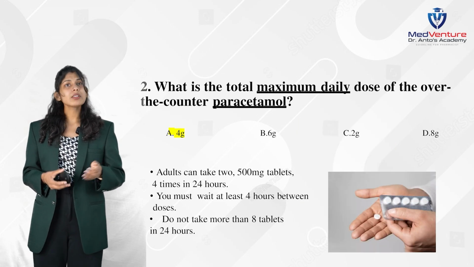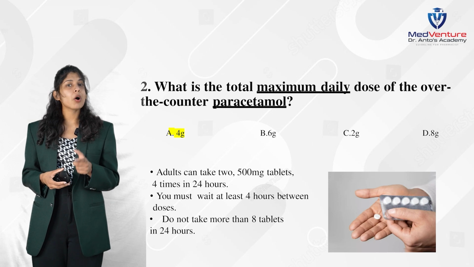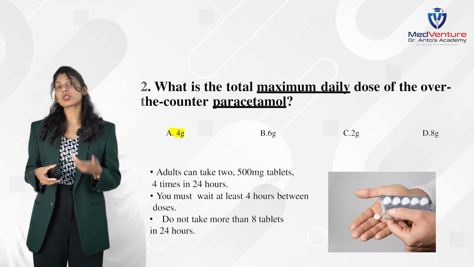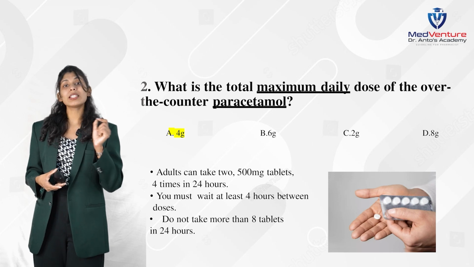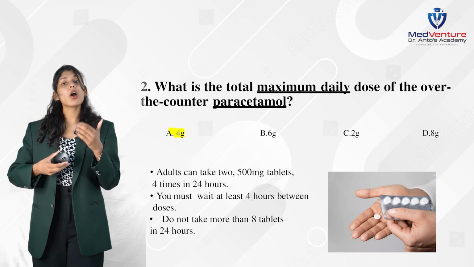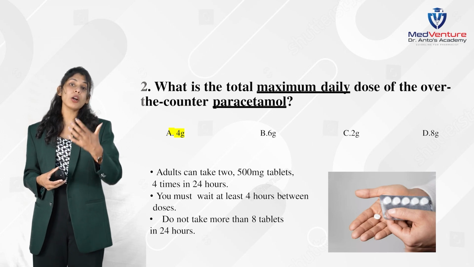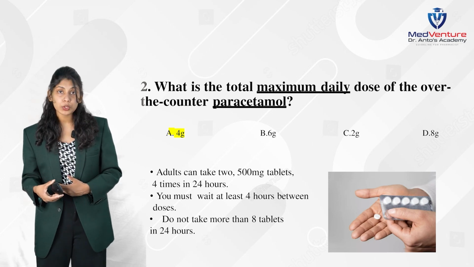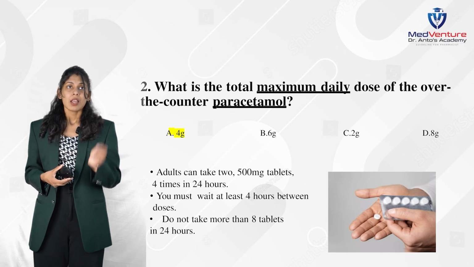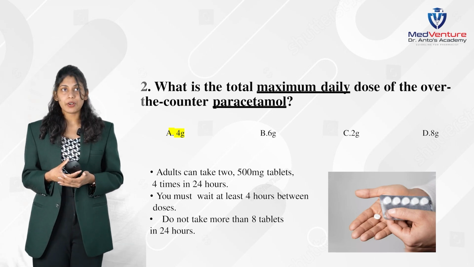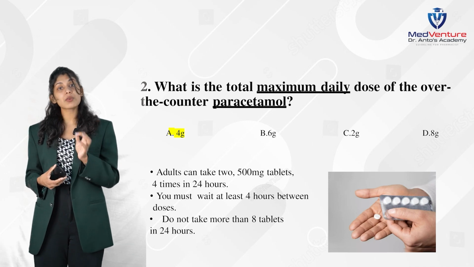Next question, what's the total maximum daily dose of over-the-counter paracetamol? So paracetamol is an analgesic that we usually use over-the-counter. It does not need any prescription. But even though it is an OTC drug, paracetamol has a limit, and beyond that you're not supposed to use it. If you take beyond it, what happens? You'll have paracetamol overdose or acetaminophen overdose, and it can cause hepatotoxicity. So when you're taking it as an OTC drug, the limit is 4 gram. Maximum daily dose is 4 gram or 4000 mg.